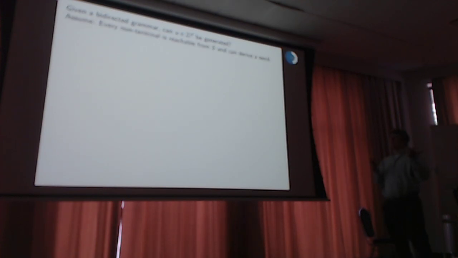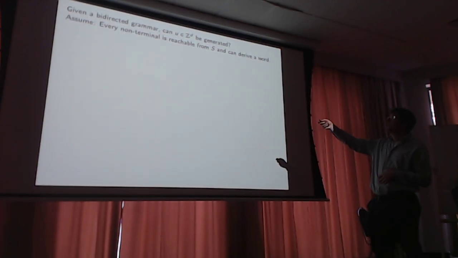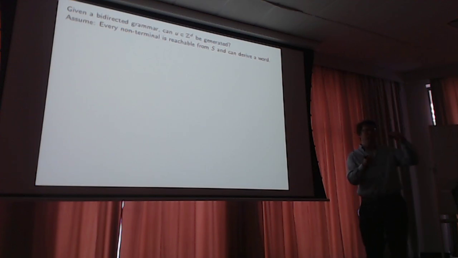And we use exactly the same idea. So first of all, we assume that the entire thing is connected. So for every non-terminal, you can reach it from the start symbol. So every non-terminal can appear in a derivation starting from the start symbol. And from every symbol you can derive a word. Everything else you can just throw away.